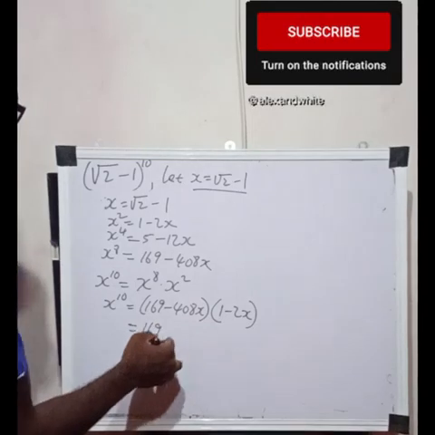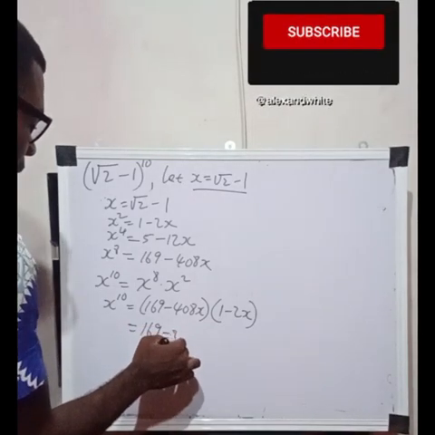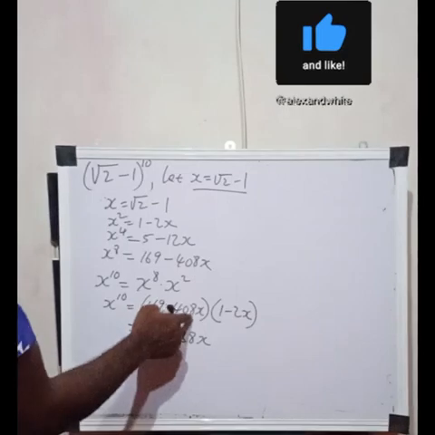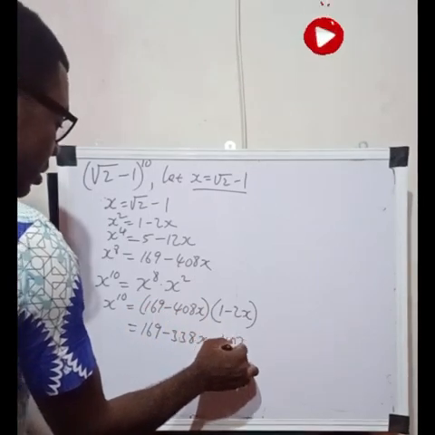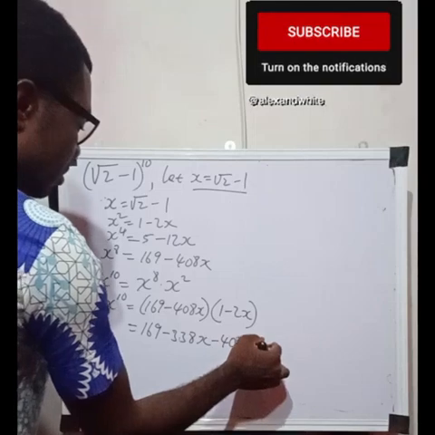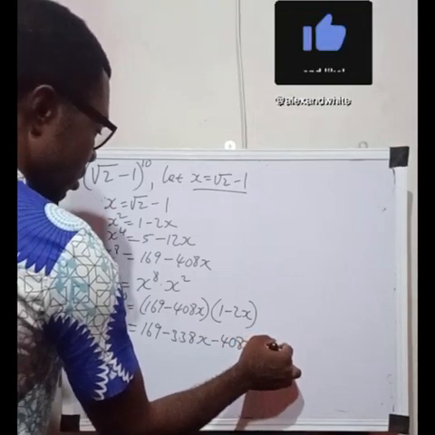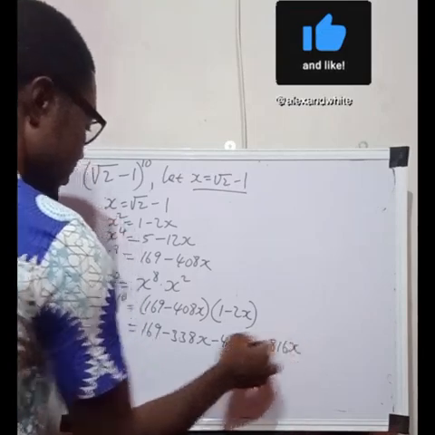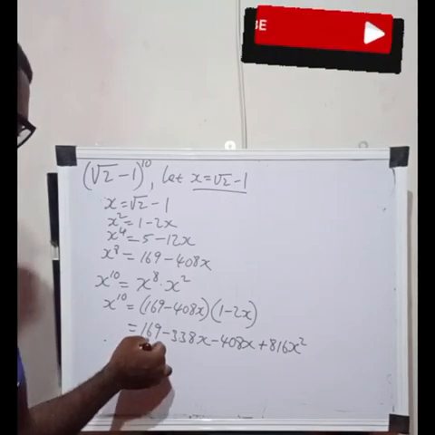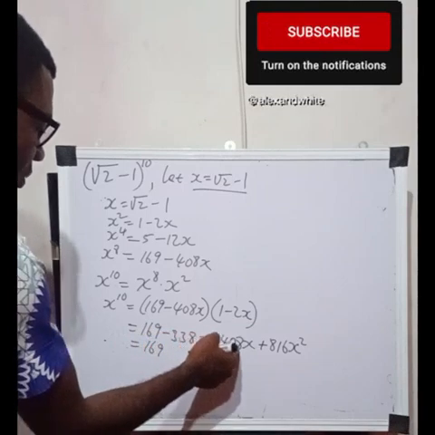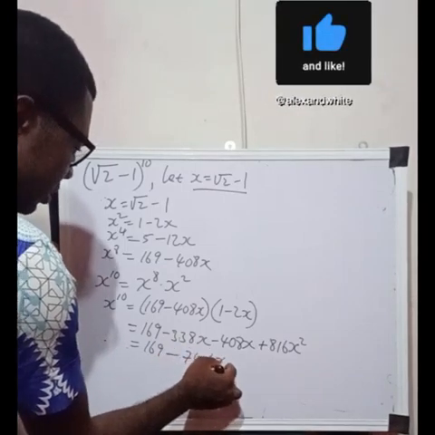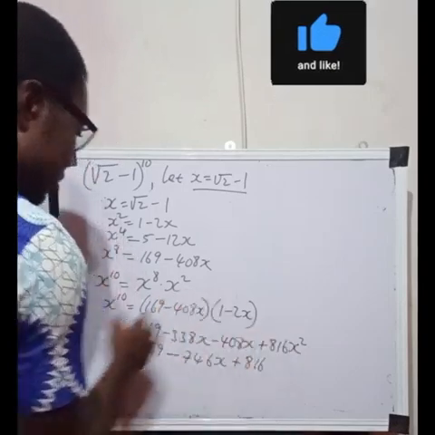169 times minus 2x will give us minus 338x. Minus 408 times 1, we have minus 408x also. Minus 408x times minus 2x will give us plus 816x squared. Then this will give us 169 minus 338 minus 408, which will give us minus 746x. Then plus 816x squared.